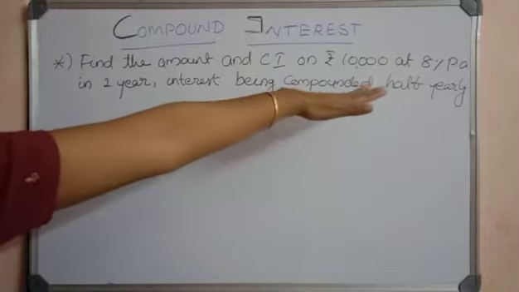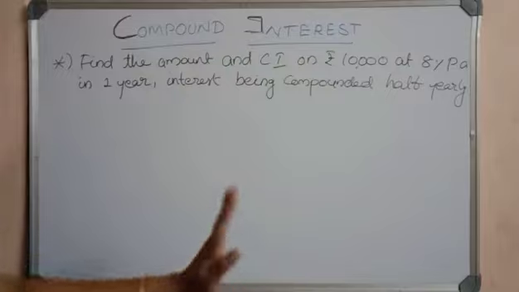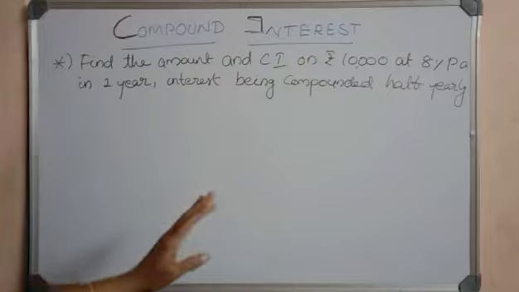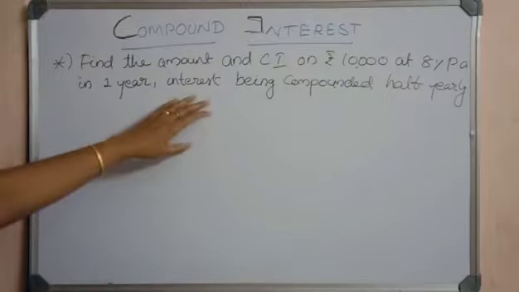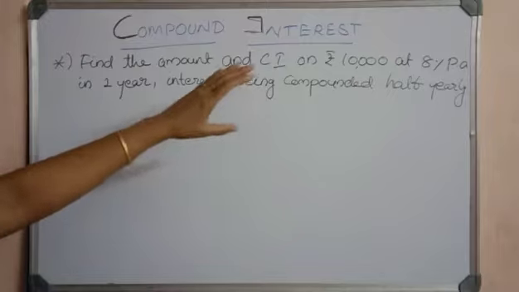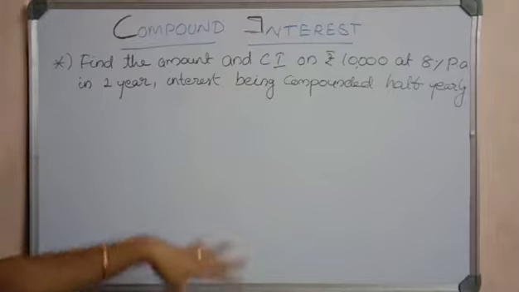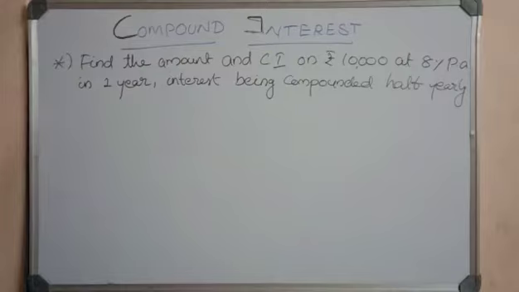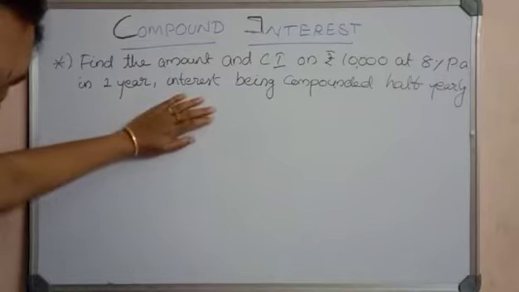If the interest is compounded half yearly, every time you calculate the interest for half year. That means you will consider the time as half year in this particular question. And also remember that compound interest is always greater than the simple interest. Now let's consider this question.